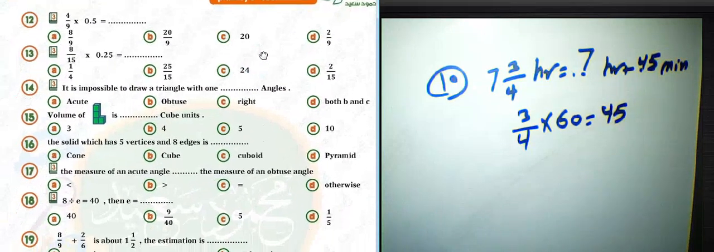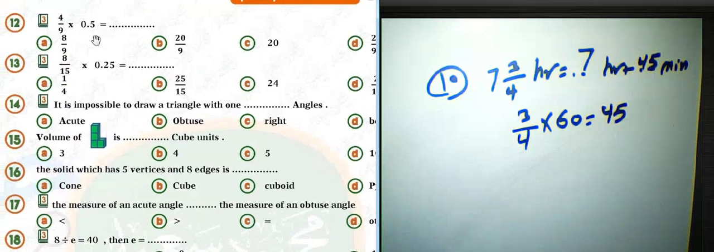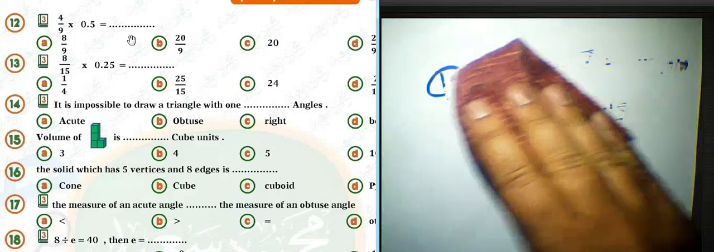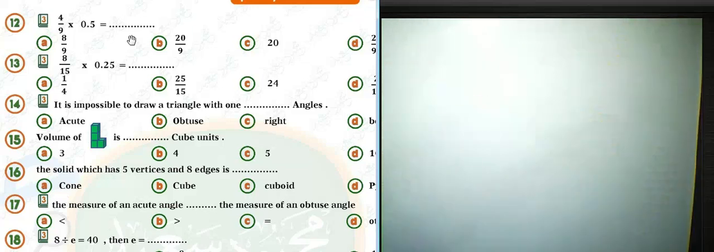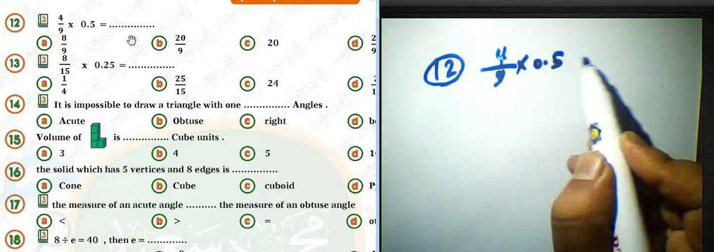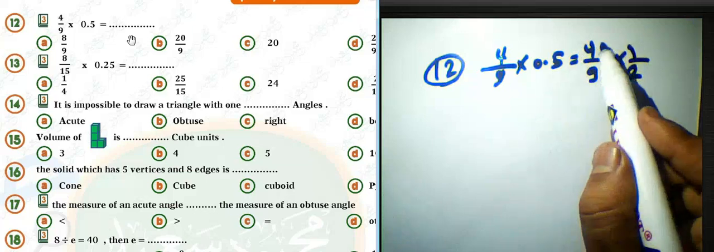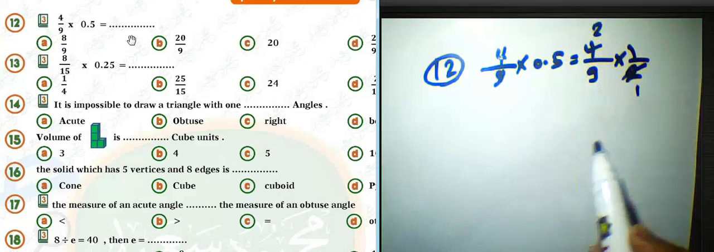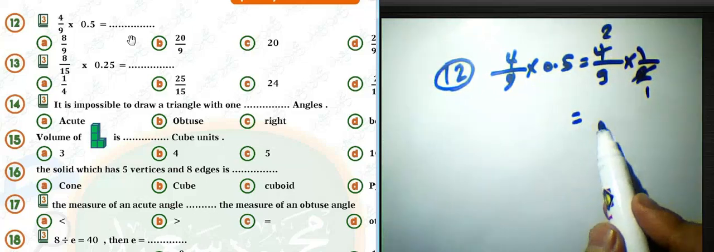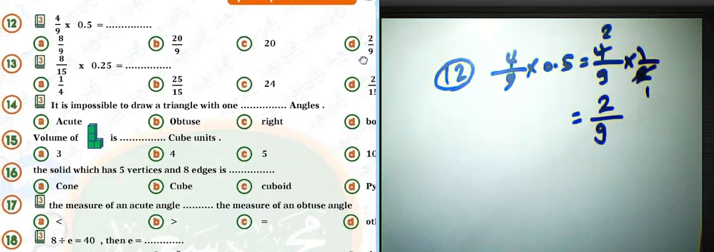Look at question number 12. 4 over 9 multiplied by half equals space. We know half or 0.5 equals 1 over 2. 4 over 9 multiplied by 0.5 equals 4 over 9 multiplied by half. We can simplify 4 divided by 2 equals 2. 2 divided by 2 equals 1. Then the result will be 2 times 1 equals 2 and 1 times 9 equals 9. The result will be 2 over 9. Choose letter D about this example.